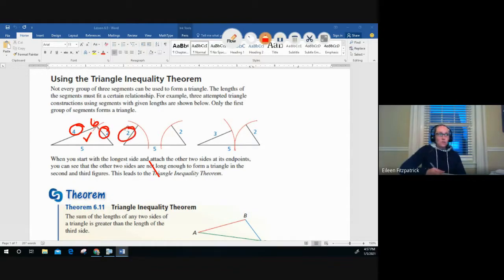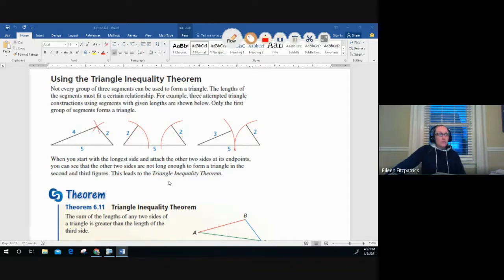The 2 smaller pieces, they add up to a 4. It's not greater than 5. So this one's not going to work. The 2 smaller pieces add up to a 5. It's not greater than 5. It's not going to work. So the 2 smaller ones always have to be greater, when you add them together, than that third side. All right. So that's what this all says.